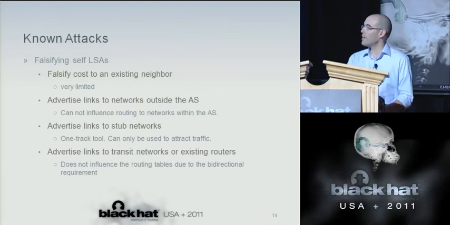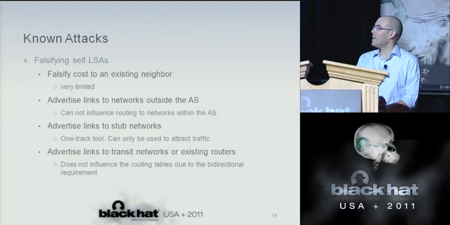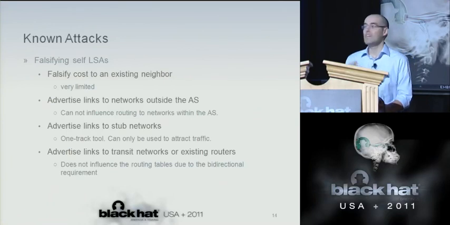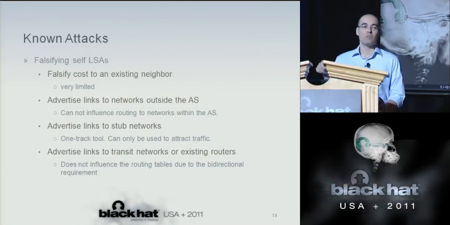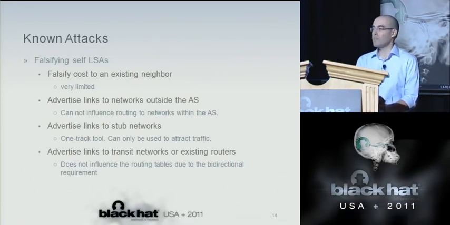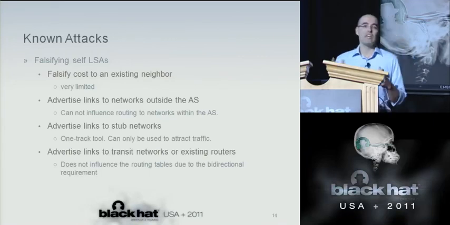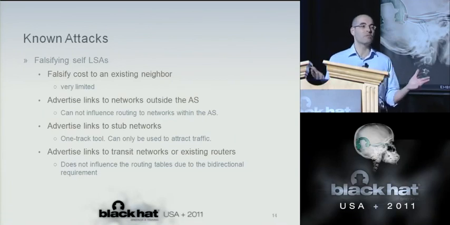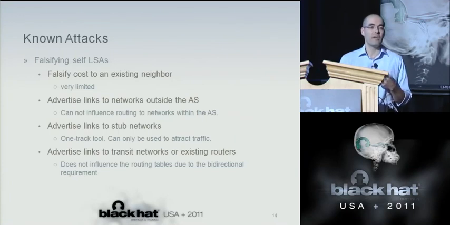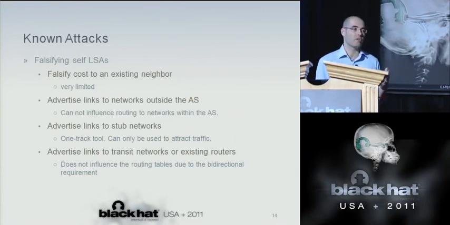The two other variants of this class of attack are to advertise non-existing links to networks outside the autonomous system, or to stub networks inside the autonomous system. A stub network is a network with only one router connected to it. So no fightback can occur here. So these two variants are actually one-track tools, meaning they are excellent if the attacker wants to attract traffic to it. But this is pretty much all the attacker can do.